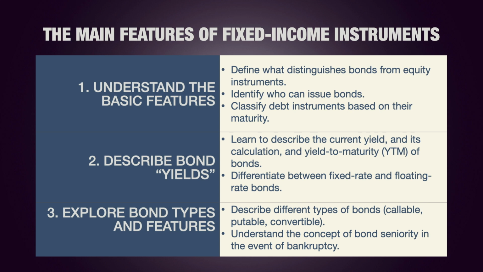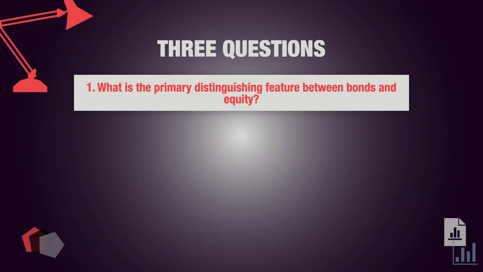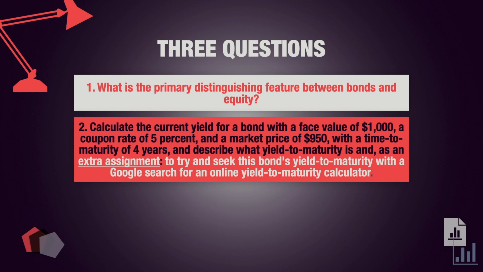When you're done, I ask you to answer these 3 questions. What is the primary distinguishing feature between bonds and equity? Calculate the current yield for a bond with a face value of 1,000, a coupon rate of 5%, and a market price of 950, with a time to maturity of 4 years. And describe what yield to maturity is.